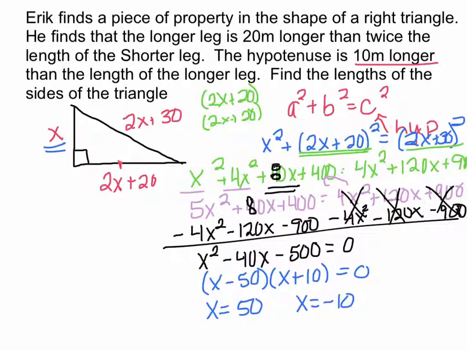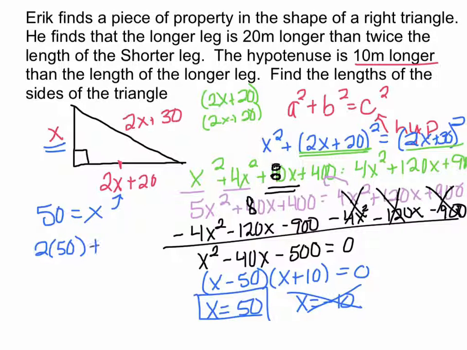Well, a side length cannot be negative, so I know that x equals 50 is one length. Now if I plug that into here, I can get another length: 2 times 50 plus 20. So 2 times 50 is 100 plus 20 is 120. So there's one length, there's one length. And then 10 more than that is 130.